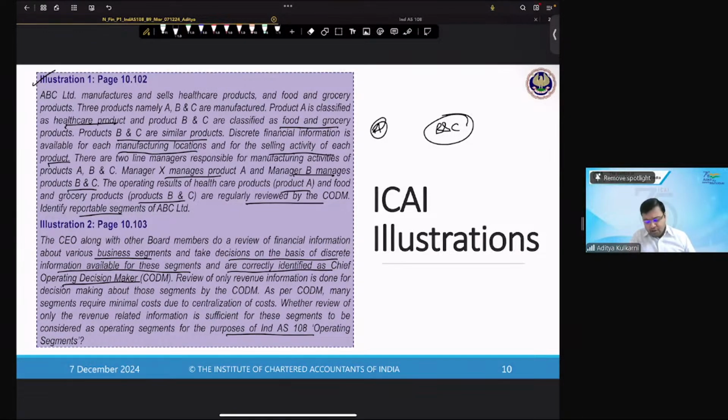Yes. So now the CEO, along with other board members, are identified as CODM. So whether review of only revenue related performance is sufficient? In this case, yes, because cost is centralized. Otherwise, it's definitely not adequate. Cost also forms a critical function for the CODM's efficiency.